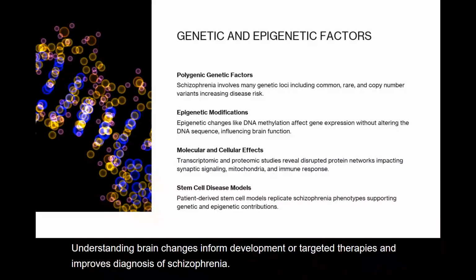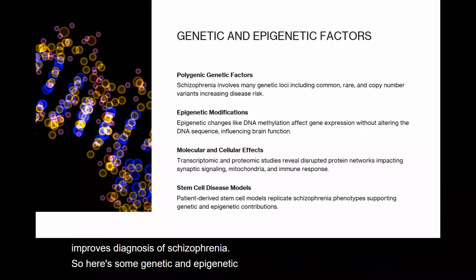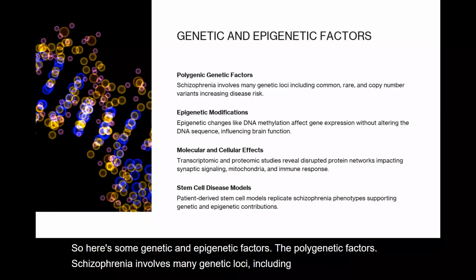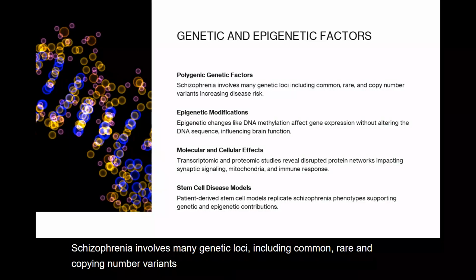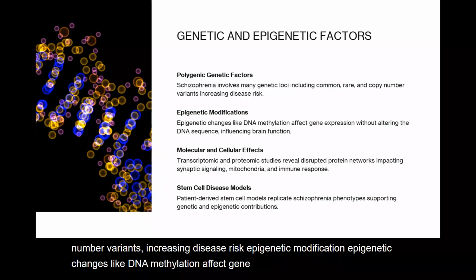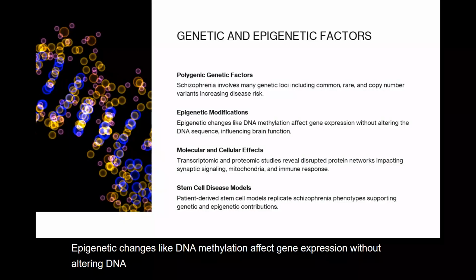So here's some genetic and epigenetic factors. The polygenic factors. Schizophrenia involves many genetic loci, including common, rare, and copy number variants increasing disease risk. Epigenetic modification. Epigenetic changes like DNA methylation affect gene expression without altering DNA sequence, influencing brain function.